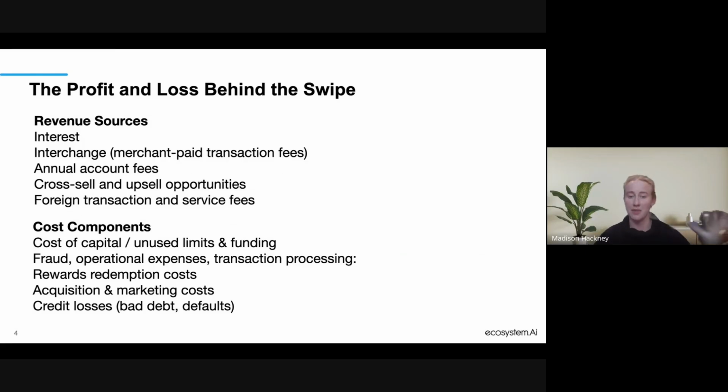So obviously, as I've mentioned, there's interest. There is also interchange fees. So anytime you tap your card at a store, the merchant will pay a percentage back to the bank from that transaction because of the point of sale and the cost of processing all the money and the transaction itself. The merchant pays that back to the bank. There's also annual fees, cross-sell opportunities, and upsell opportunities.